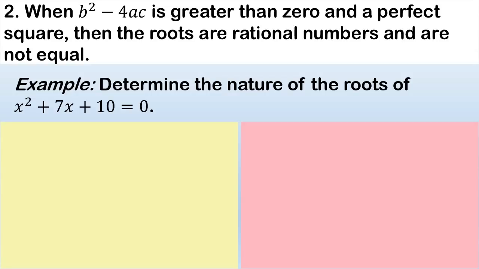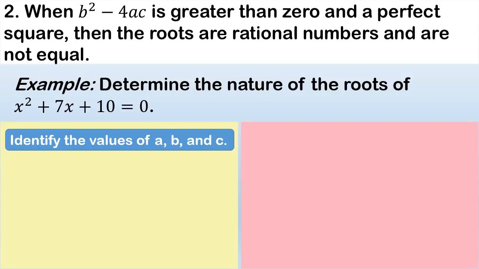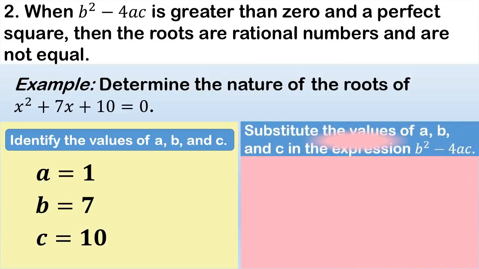First thing is to identify the values for a, b, and c. The value for a is the coefficient of x squared, which is 1. The value for b, the coefficient of 7x, is 7. The value for c is equal to 10. After we identify the values for a, b, and c, let's proceed. Substitute the values of a, b, and c in the expression b squared minus 4ac.